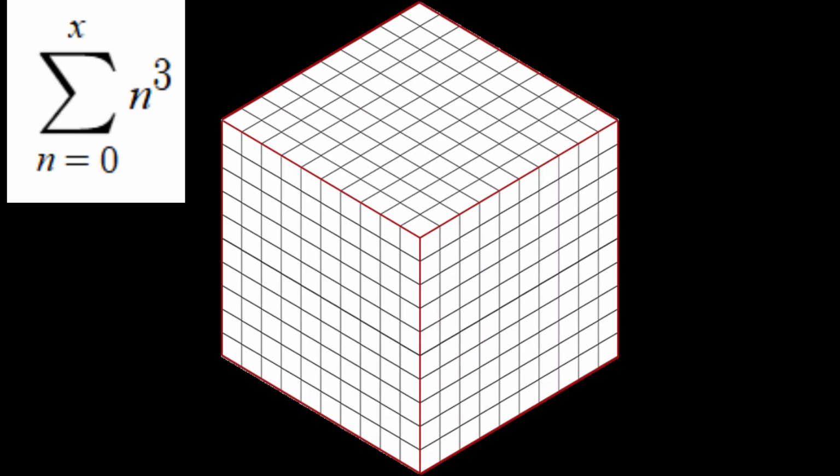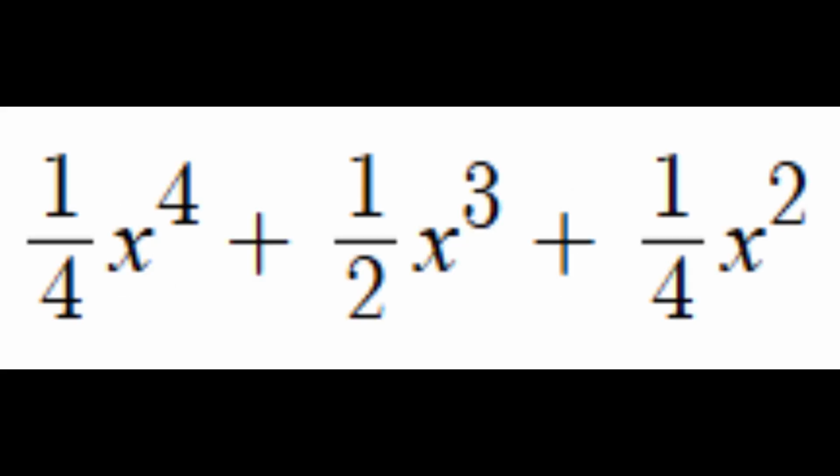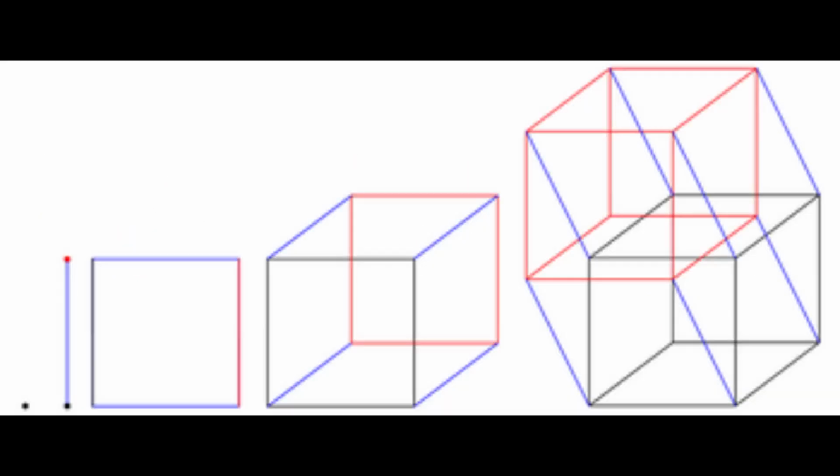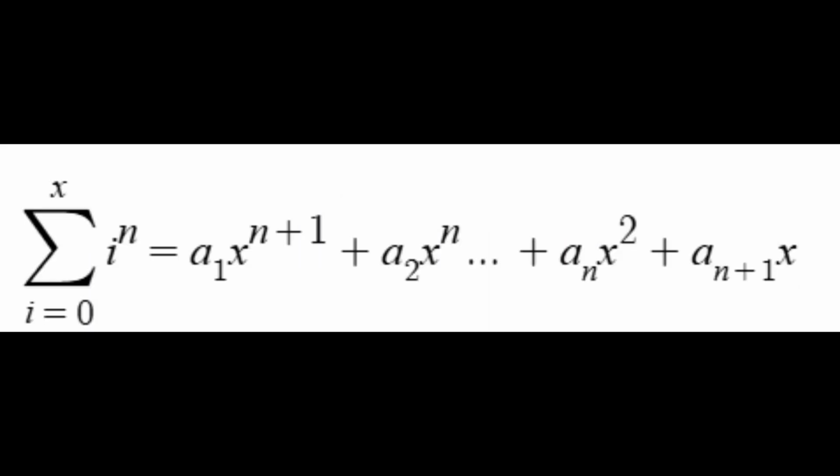Their formulas are a half x squared plus a half x, and 1/4 x to the 4 plus a half x cubed plus a quarter x squared. This logic extends all the way up to the nth dimension, where the sum of x integers to the nth power is an n plus 1 degree polynomial.